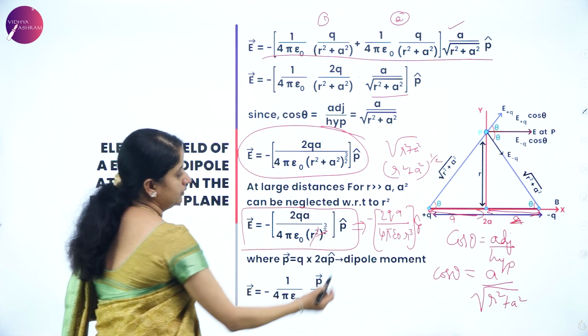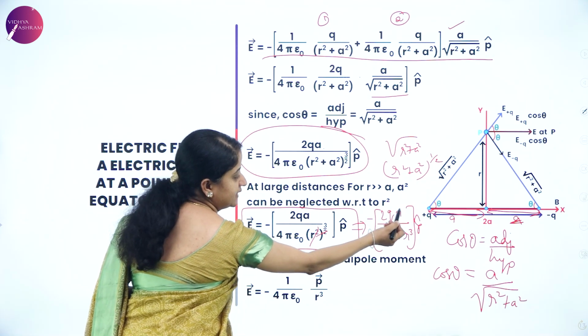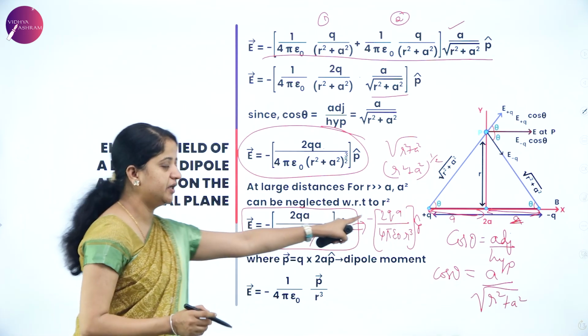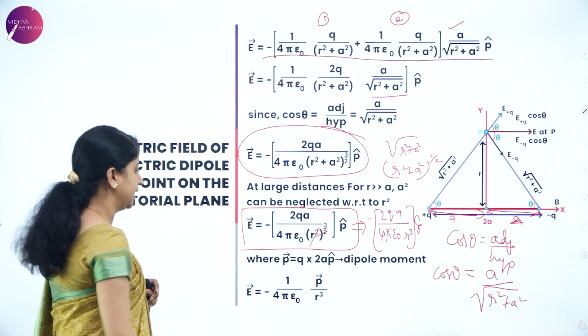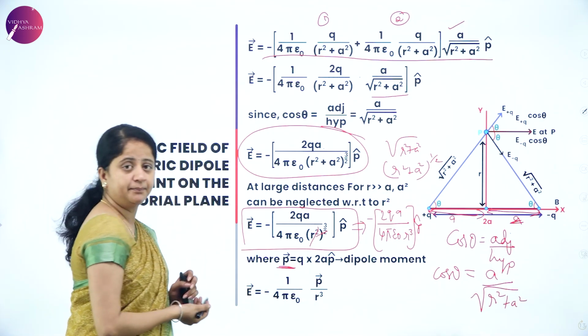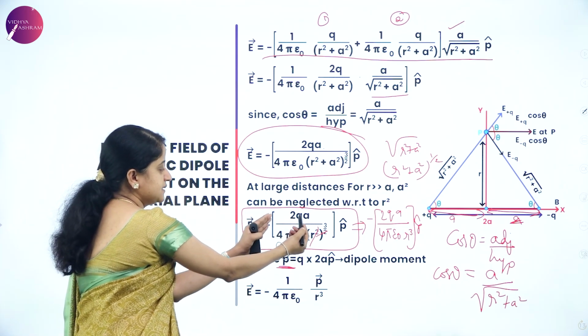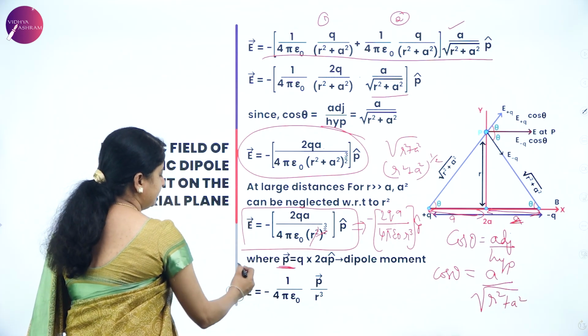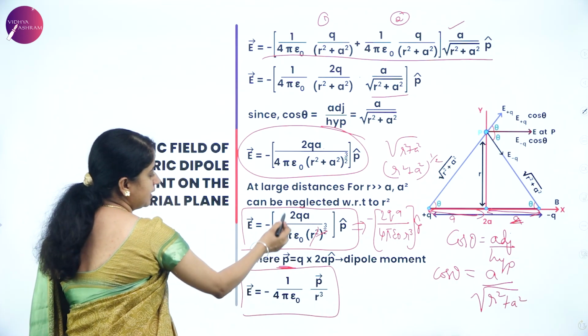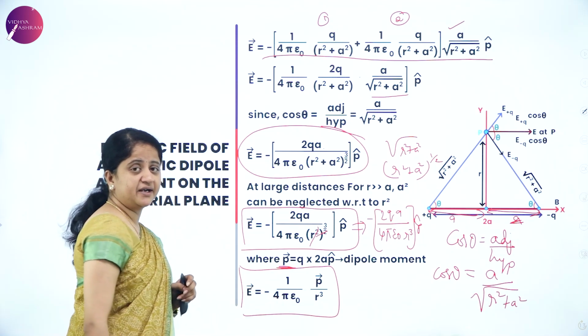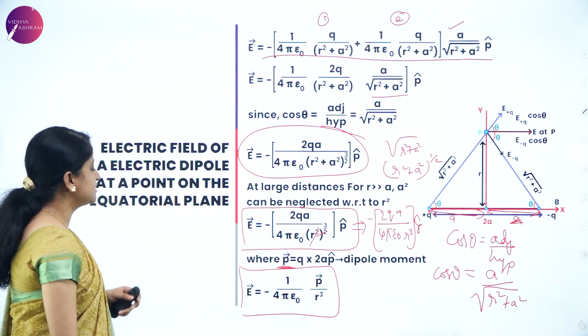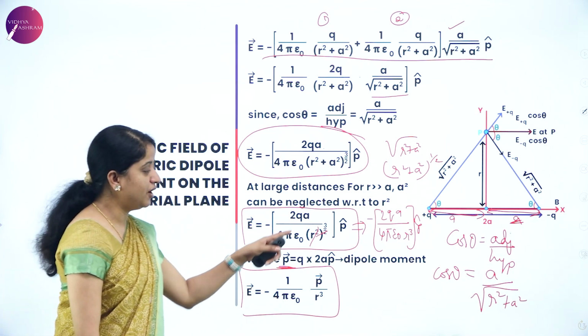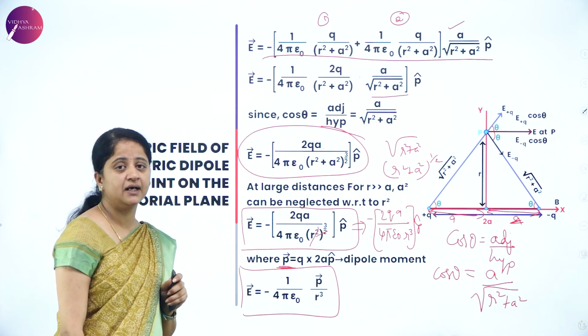Now we know the product of either charge and the distance between the two charges, that is q into 2a, is nothing but the dipole moment, and it is denoted by the term p. So let us replace this 2qa with the term p, and we get E is equal to 1 by 4 pi epsilon naught p divided by r cube. This is the expression for the electric field at a point in the equatorial plane.